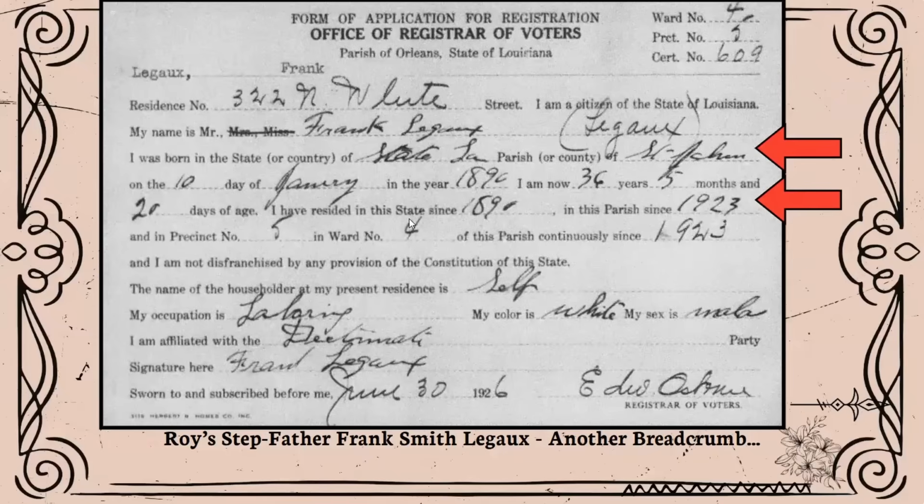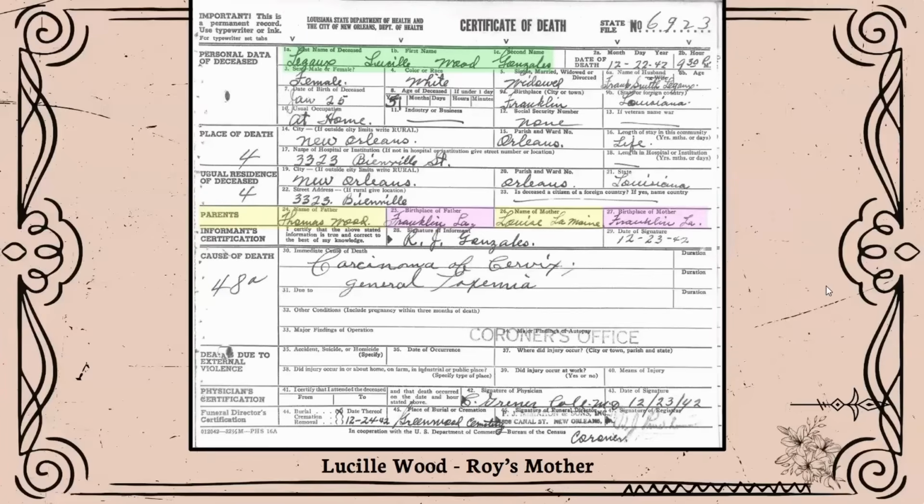So it says, I have resided in the state since 1890. I think this is supposed to be a 6. In the parish, so in Orleans Parish, since 1923. That date does kind of wiggle around a little bit between his voter registration and Lucille's, but it's around 1923 that they moved to the city. So that's just another breadcrumb.